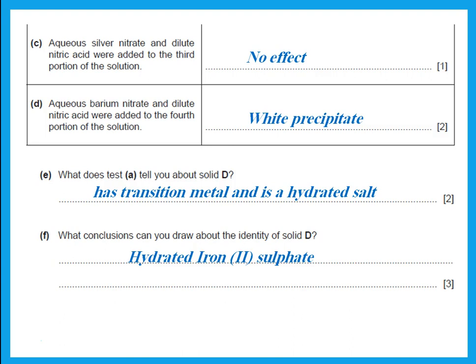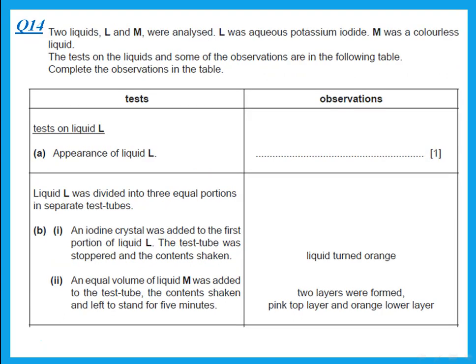Remember, the word iron alone has 1 mark, and the fact that you're identifying that it is iron 2, not iron 3, that's another mark, plus the hydrated, that's how you get the 3 marks. So please, when you write iron, remember to say whether it is iron 2 or iron 3.